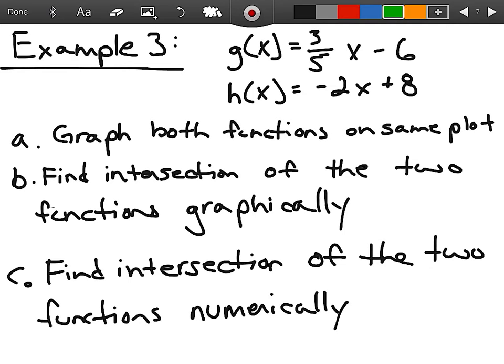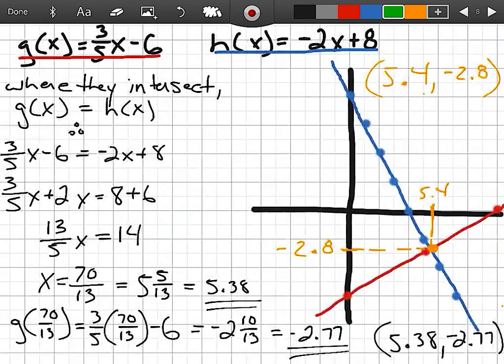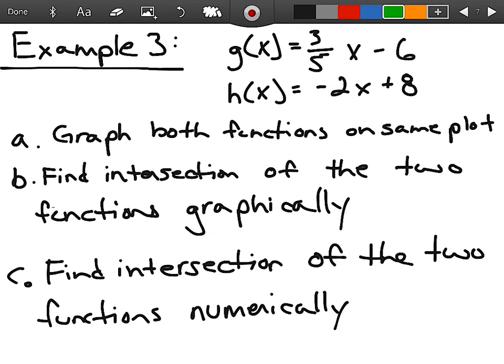The third example that I'm going to look at is we're going to take some equations and graph them on the same plot. We're going to look at their intersections graphically, that's where they cross, and we're going to look at them numerically using a substitution type of method that we've seen before. So looking at A, let me go back. Graph both functions on the same plot.